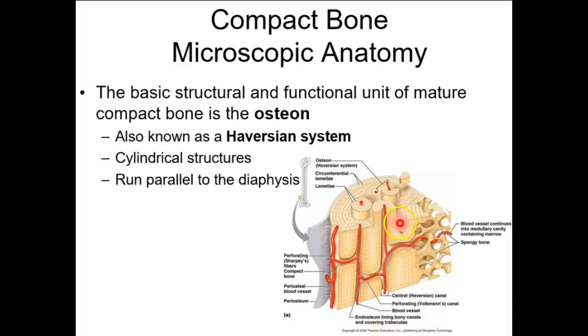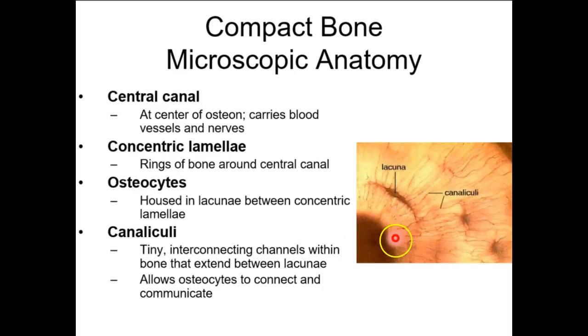I mentioned the concentric lamellae, so every ring of the tree trunk is a concentric lamella. Now if we zoom in on this tree trunk, here's the osteon. This is just a sort of pie slice of that osteon. Here's the central canal. This is a concentric lamella. Not sure if I'm saying that right.